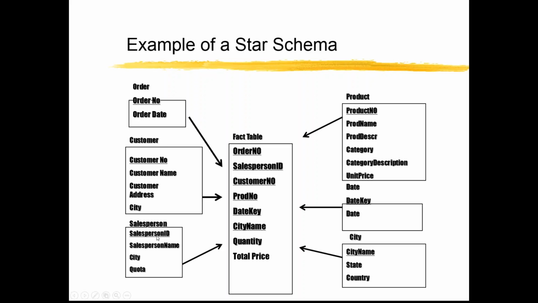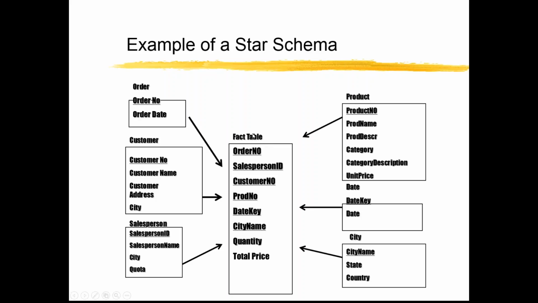Customer number is a primary key in the customer table. The salesperson ID is a primary key in the salesperson table. Product number, a date key, and the city name. See here, this has 6 dimensions. In this star schema, we have 6 dimensions. Order is a dimension, customer is a dimension, the salesperson is a dimension, product is a dimension, date is a dimension, and city.